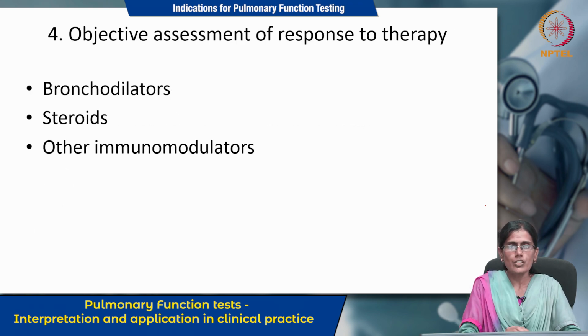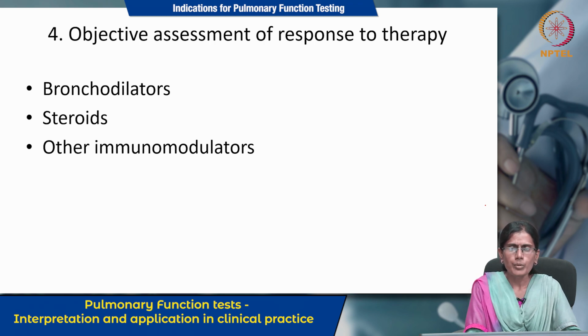And what is the fourth indication? Objective assessment of response to therapy. For example, you have found out that the patient has bronchial asthma. You have started the patient on bronchodilators, steroids. You want to know whether the patient is improving or not. If there is no improvement, you want to add on some more drugs.